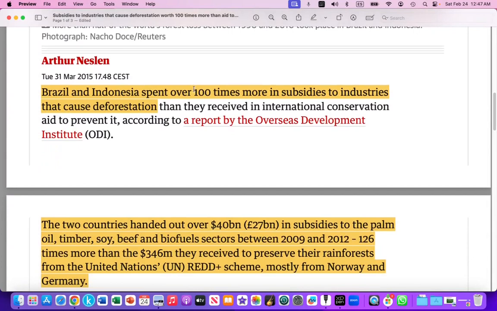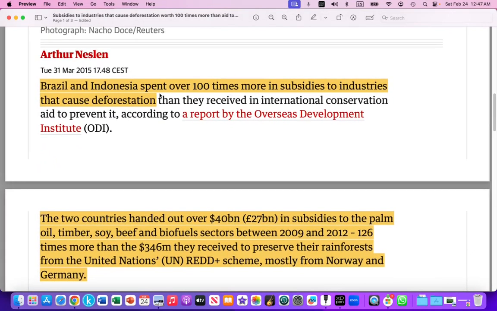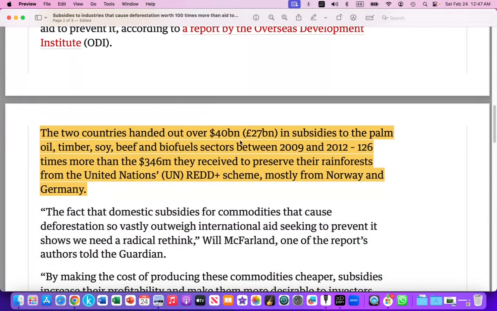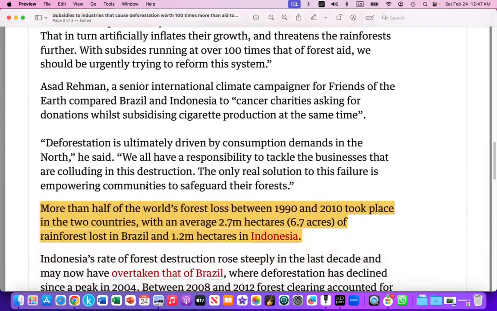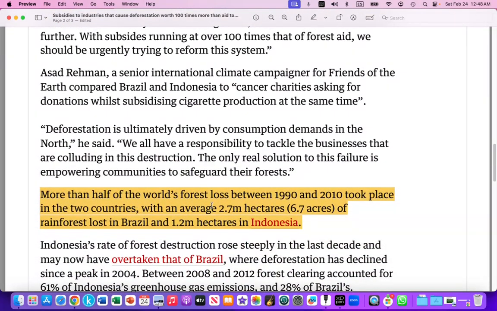Brazil and Indonesia spent over 100 times more in subsidies to industries that cause deforestation. So that's a negative production externality. Two countries handed out over $40 billion to the palm oil, timber, soy, beef, biofuel sectors from 2009 to 2012, which was greater than the 346 million they received to preserve their rainforests, with money being sent from Norway and Germany. More than half of the world's forest that has been lost between 1990 and 2010, just within that 20-year period, took place in just these two countries, Brazil and Indonesia.